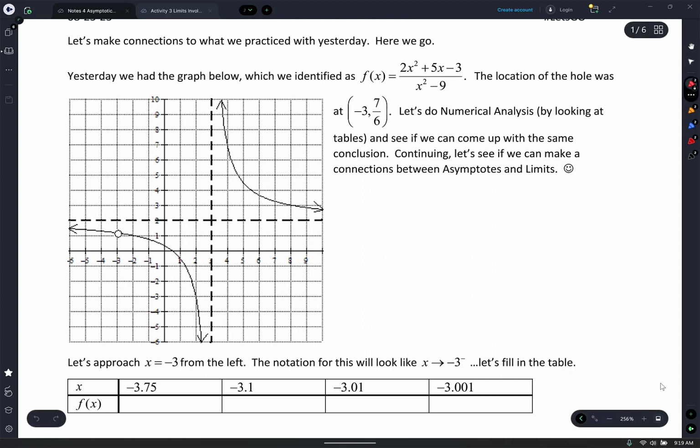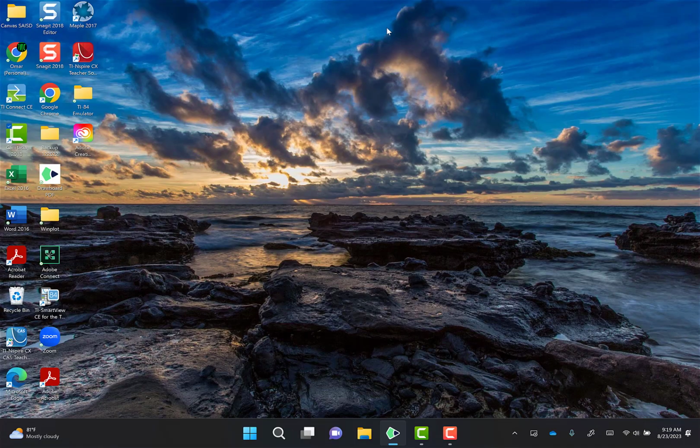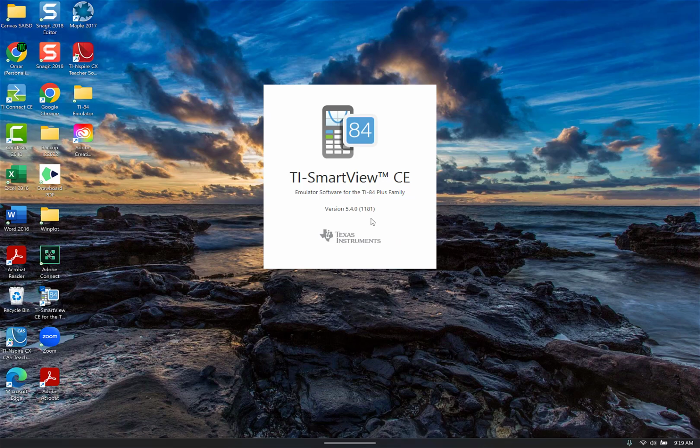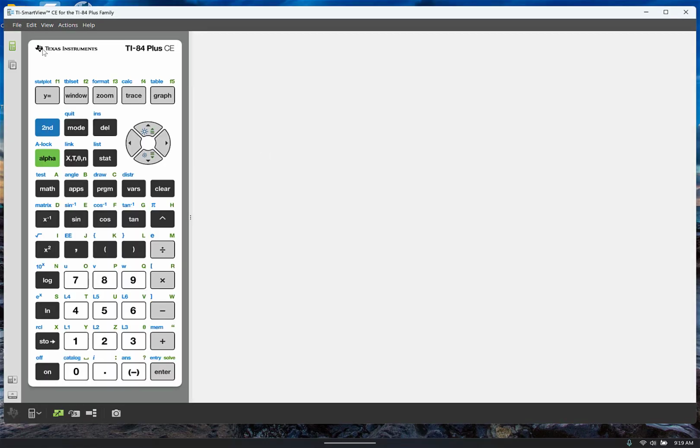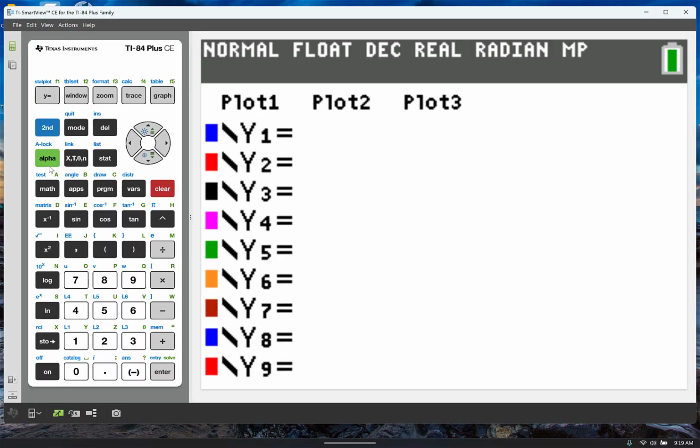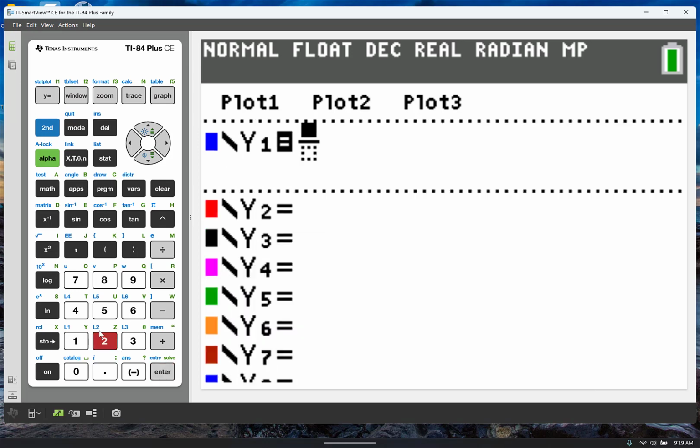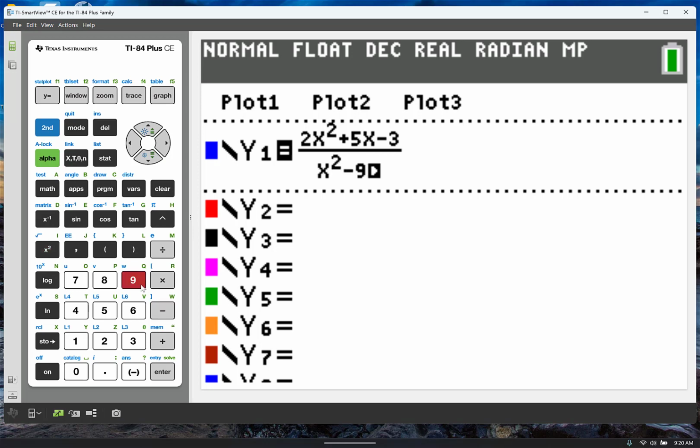So let's type this expression into our calculators. I'm going to type it into y1. I already forgot the expression. What did I have in the denominator? Alpha y equals, enter 2x squared plus 5x minus 3 in the numerator, and x squared minus 9 in the denominator.